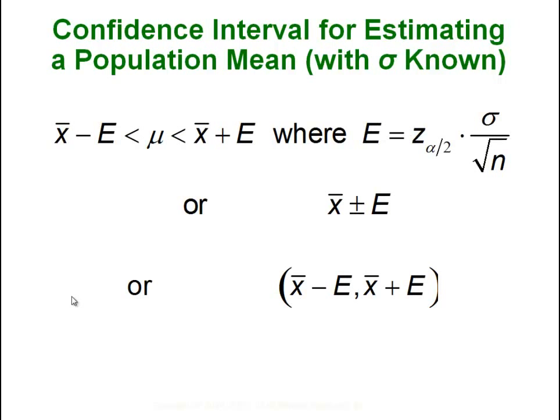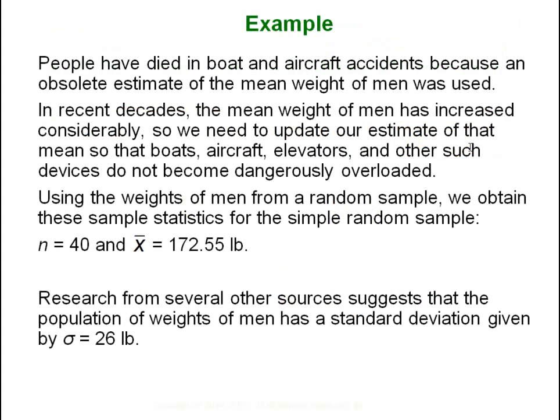Just like before, we're estimating mu with some confidence interval, x bar plus or minus E. The only difference is now in our formula we're using z instead of t, right? Everything else is the same. Here's an example.